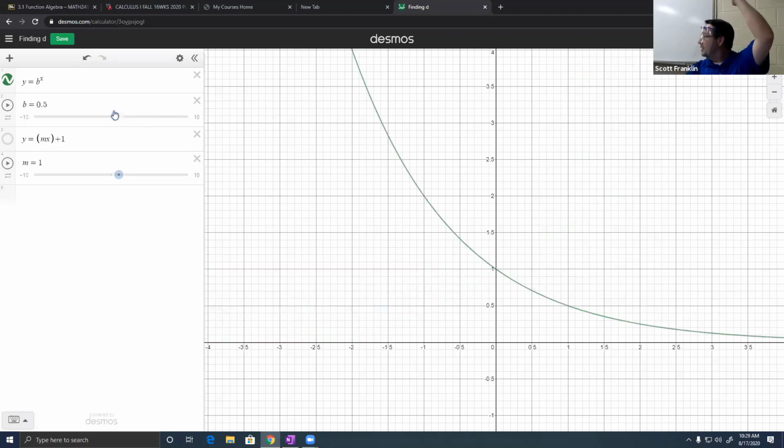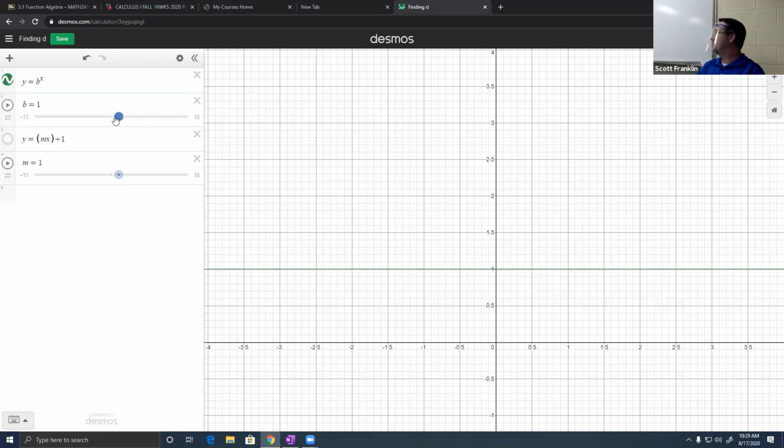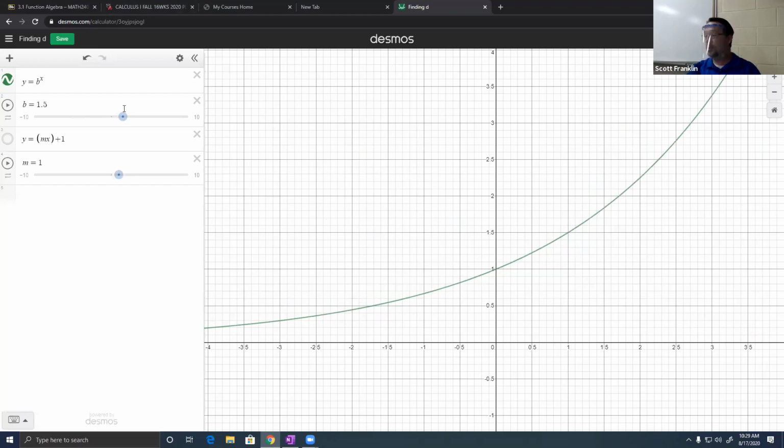0 to infinity, right? And the reason 1 is excluded is that if I put it right at 1, what's the range of that function? Exactly one number, just the number 1, right? 1 to 1, that's it. But all the rest of them have 0 to infinity. So that question is asking for all of the curves, what's the range of those?